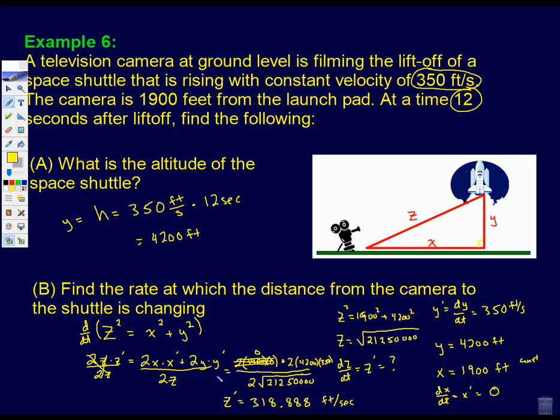And I went ahead and entered this into my calculator also, and I got a numerical value of 318.888. And since this is the rate of change of z, whose label would be in feet, and it's the rate of change per second, then the rocket is moving away from the camera about 318.888 feet per second.